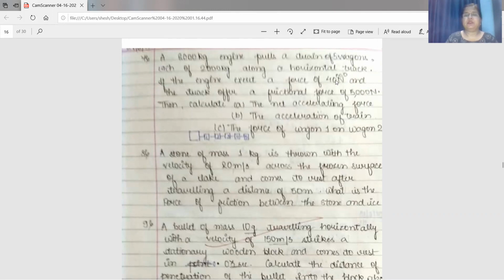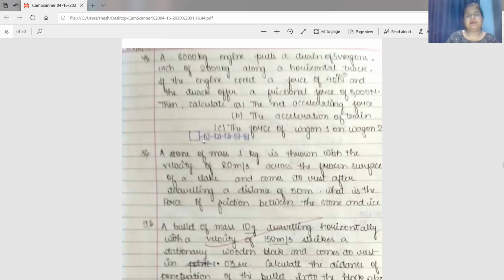it is 40,000 Newton, sorry, and the track offers a frictional force of 5000 Newton. Frictional force is 5000 Newton and the engine exerts a force of 40,000 Newton. You are asked to calculate the net accelerating force.